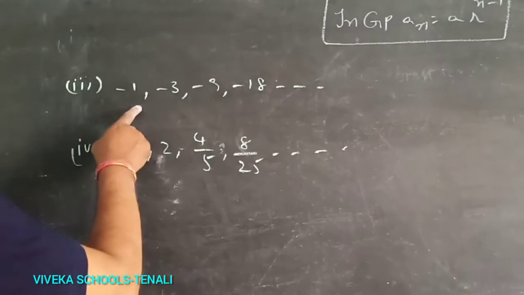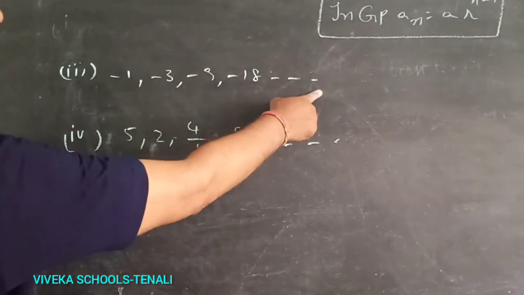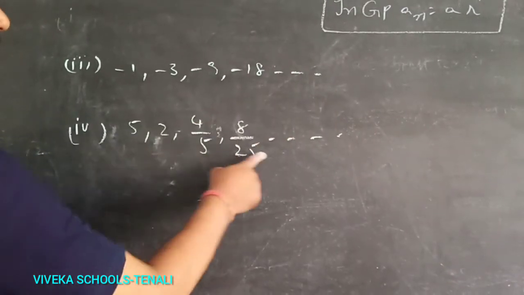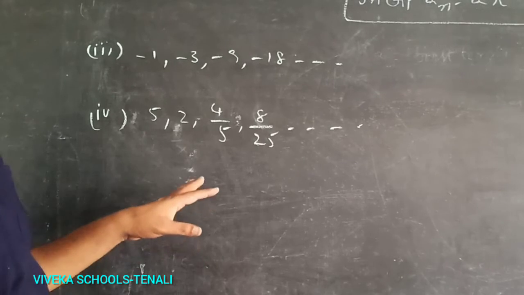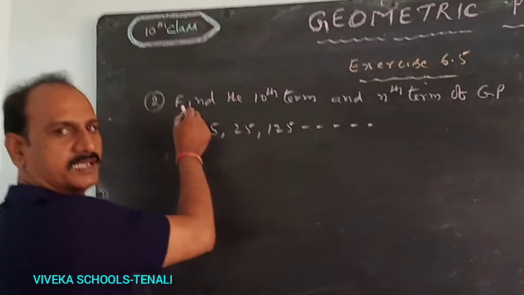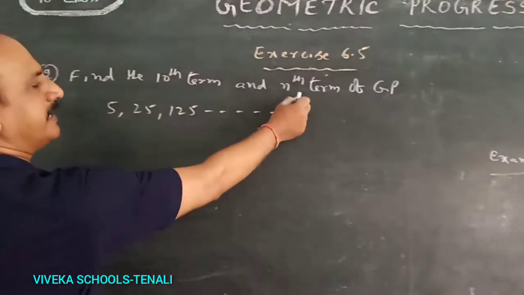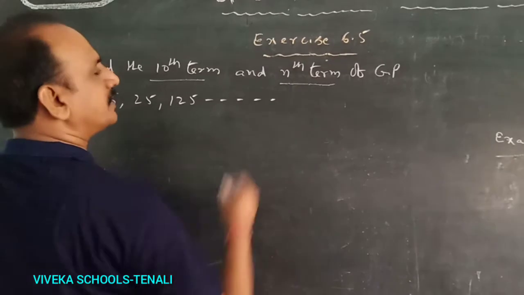It is also in GP. Minus 1, minus 3, minus 9, minus 18 and so on. It is in GP. Find the first term, common ratio and an. Find the 10th term and nth term of the GP.